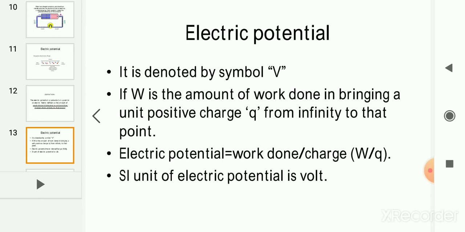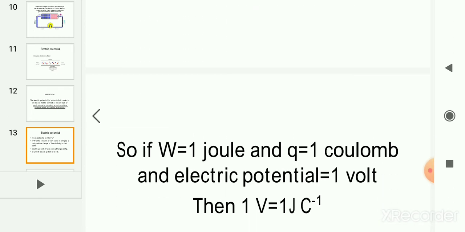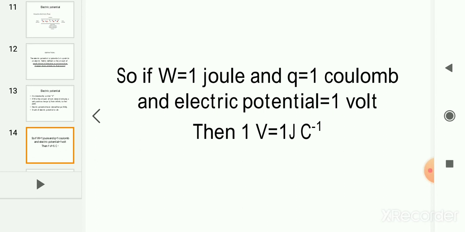The SI unit of electric potential is the volt. So electric potential is measured in volts, V-O-L-T, volt. If W is equal to 1 joule and Q is equal to 1 coulomb, then electric potential is equal to 1 volt. So 1 V is equal to 1 joule per coulomb.